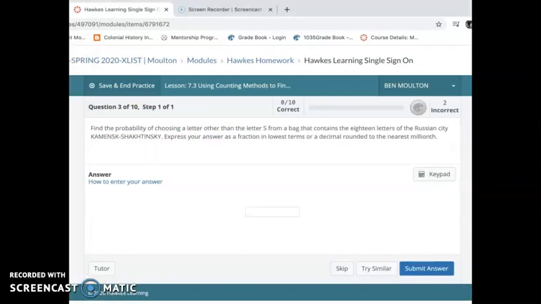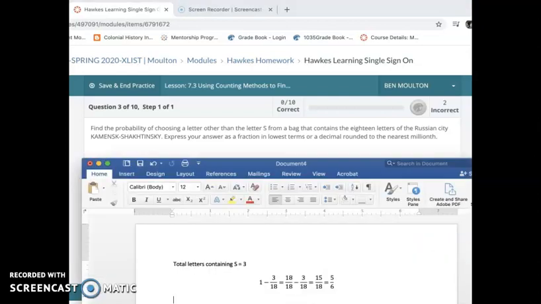All right, I actually had to do a little homework on this one. Find the probability of choosing a letter other than the letter S from a bag that contains the 18 letters of the Russian city Kamensk-Shakhtinsky. I probably butchered the pronunciation, and I apologize if any of you are Russian or speak Russian. Anyway, express your answer as a fraction in lowest terms or a decimal rounded to the nearest million. I chose a fraction.